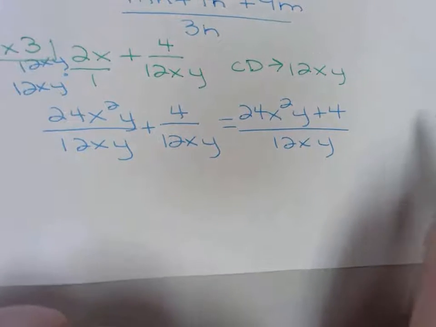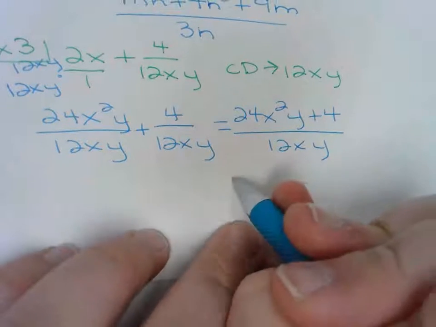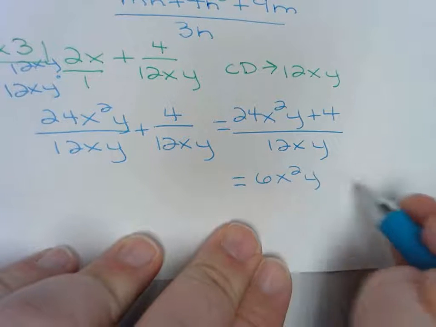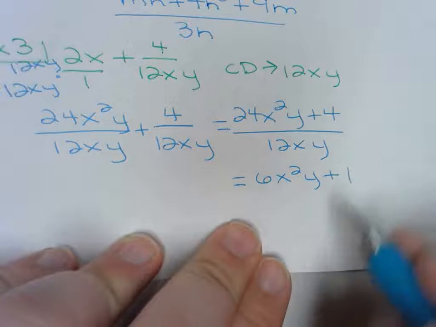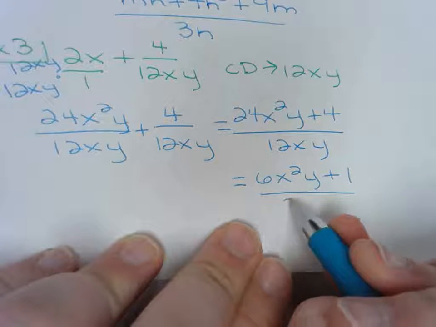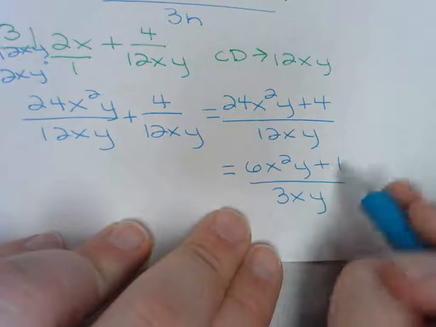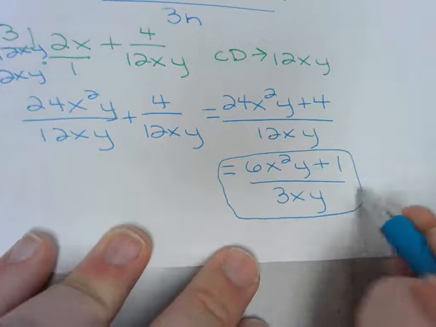Yep, you can divide everything by 4. So take everything and divide by 4. That will give me 6x squared y plus 1. You have to keep the 1 there because you divide by 4, over 3xy. Now you can't cancel out anything with the xy because I have a plus 1 here. That's your answer. So it takes a little more work.